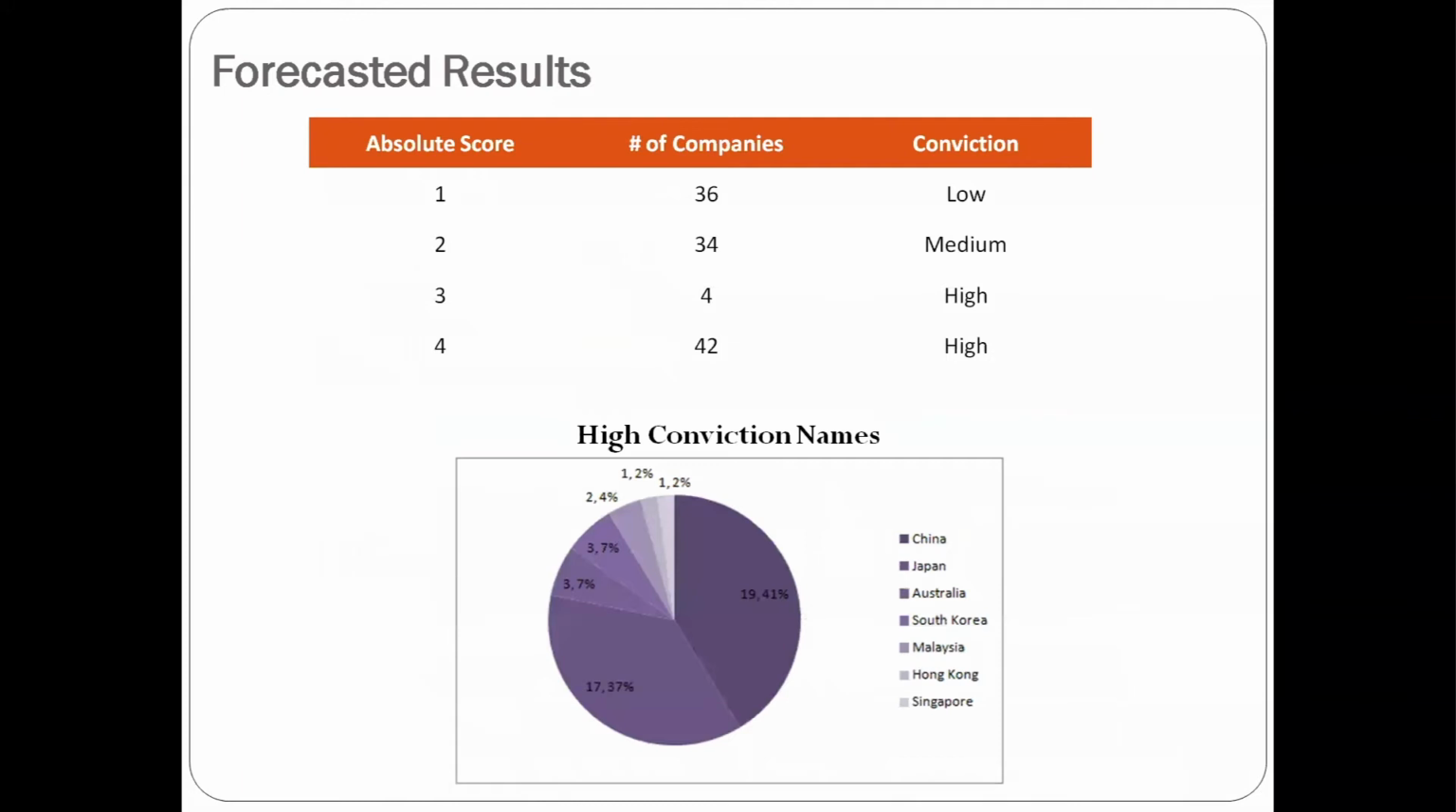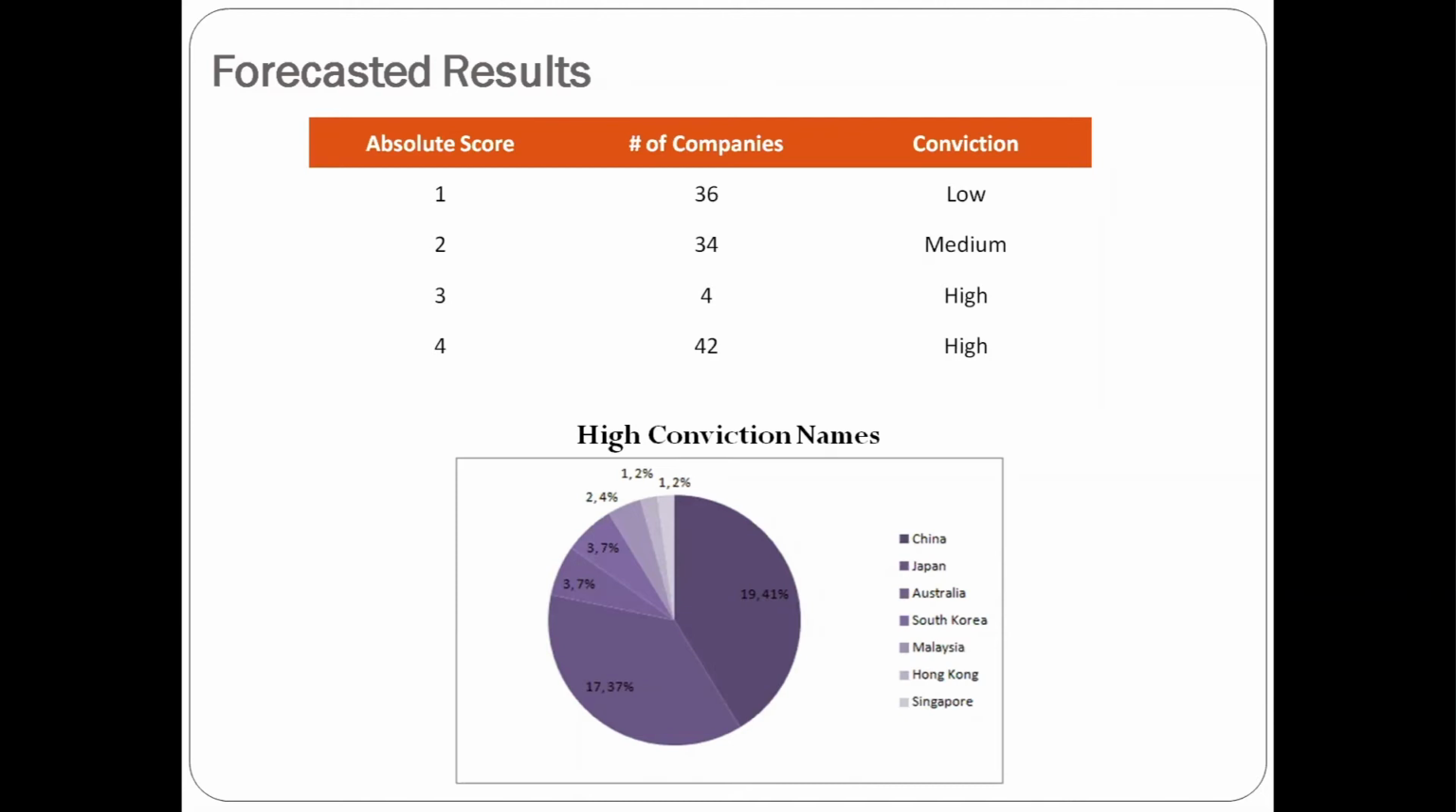In terms of forecasted results based on our model, we obtained 42 companies with a high conviction score, and 46 companies with a 3 plus absolute score. As can be seen, most of the filtered results, the high conviction names, are dominated by China and Japan, which is not a big surprise because even the universe is dominated by China and Japan. So they are going to show higher representation proportionately as well. So that's the forecasted results.